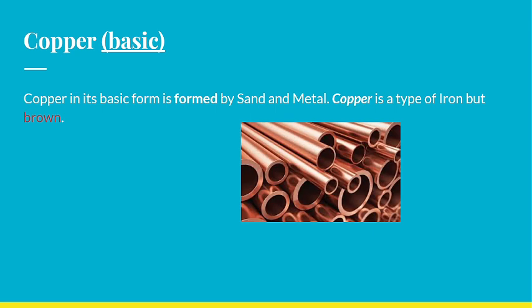Now, copper, the star of the show. There's a lot to be said about copper, because it appears in so many different places because of what it is. The marriage of sand and metal, creating a type of brown iron, which in itself is a fascinating element of science and reality and the world. Copper is actually formed by sand and metal. Not many people know this because some people are stupid these days. Copper is actually a type of iron, but it's more of a brown or red. You can see in the picture, in its basic form.